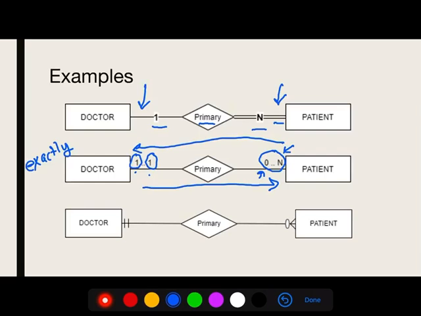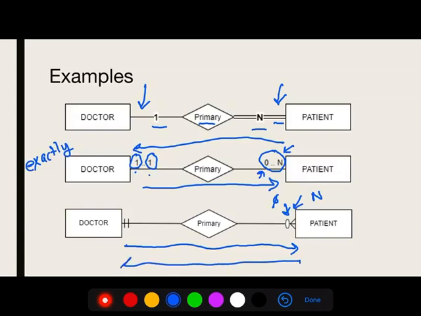So now it makes more sense to see in the crow's foot notation. Reading the crow's foot notation this way, we understand that a doctor has 0 to n patients. So this is the optional sign, and this is the n sign. So this is the participation constraint optional, and the second part is the n.